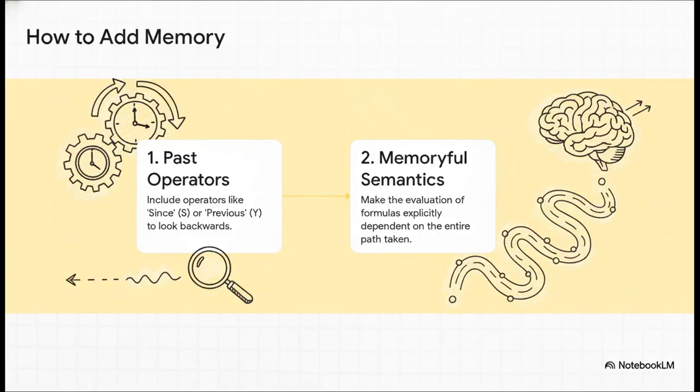So how do you actually build this memory into a logic? Well, there are two main ways to do it. The first is to just add new tools, past operators, that let you explicitly look backward in time, to ask about the previous state, for example. The second way, which is even more fundamental, is to change the very rules of the logic so that every single formula is automatically checked against the entire history of the computation.